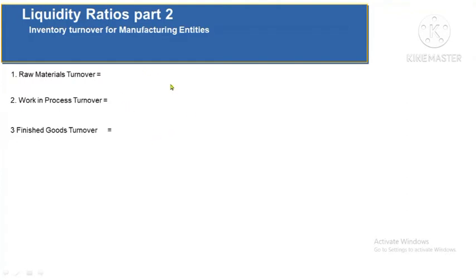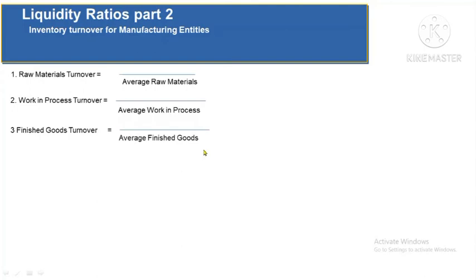However, we don't have any problem with the denominators because we know that here is the average raw materials, while here is the average work in process, and here is the average finished goods.